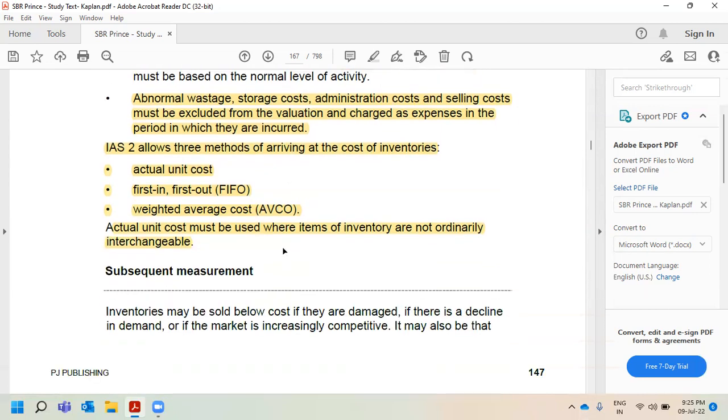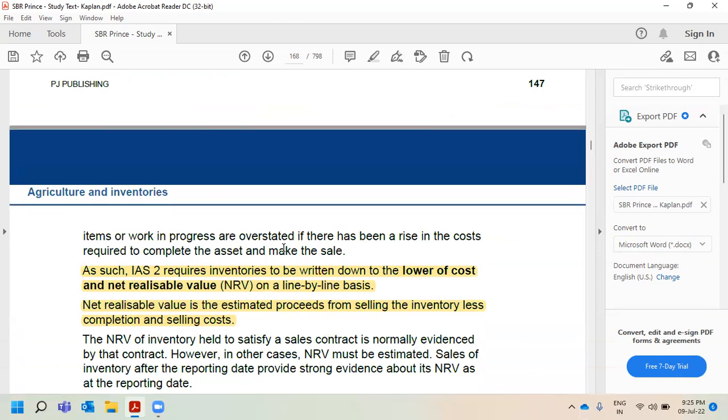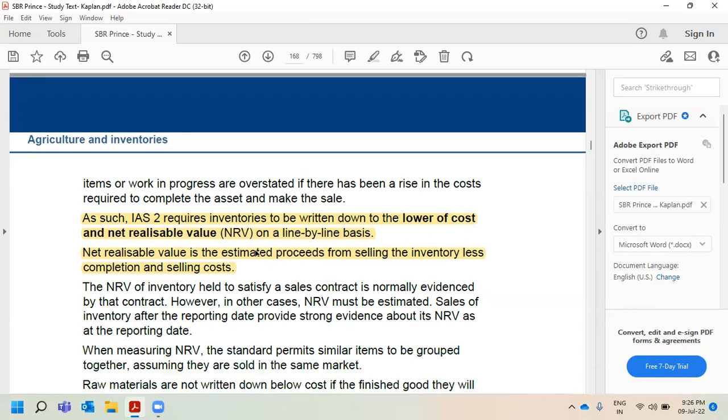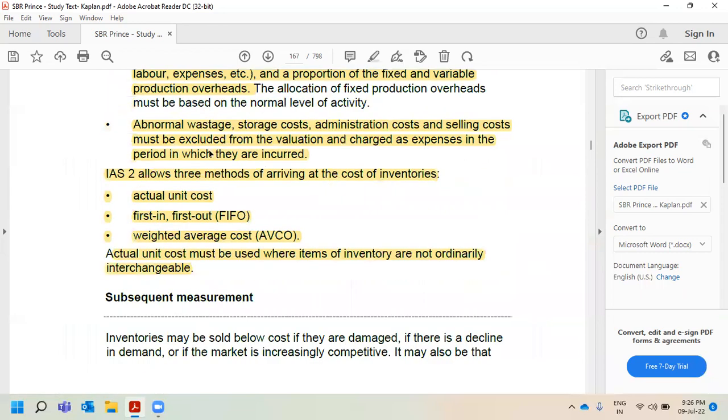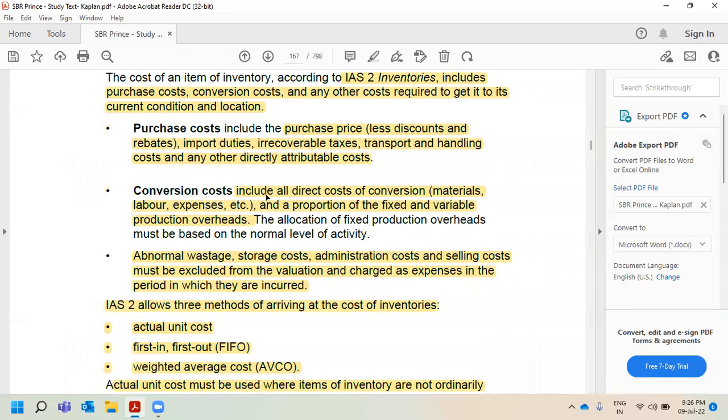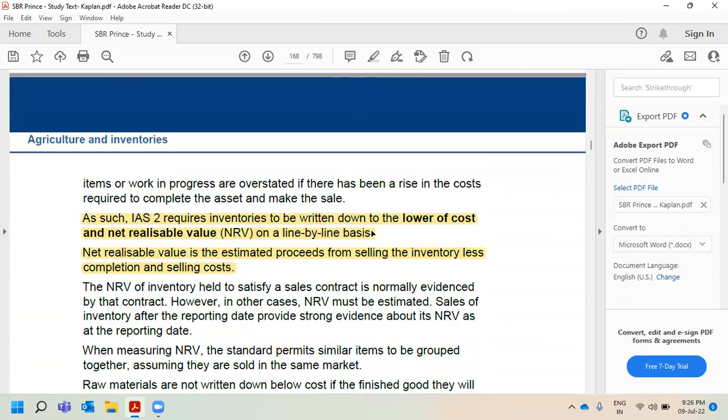So what do we have to measure? In order to measure it, if you have done the manufacturing, we have to measure it at the lower of cost and NRV. So what do you mean by cost? As we have already discussed, cost is comprised of purchase cost and conversion cost. And then we have NRV. What is NRV? NRV is the estimated proceeds from selling the inventory less completion and selling cost.